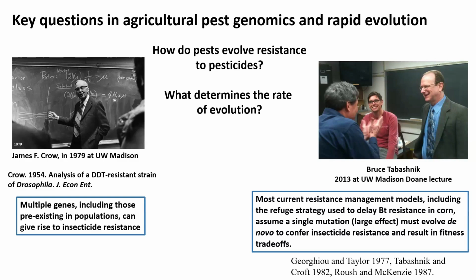and really overlooked this other possibility that selection could occur through polygenic mechanisms, and that it could just be there already in this standing variation. Okay.